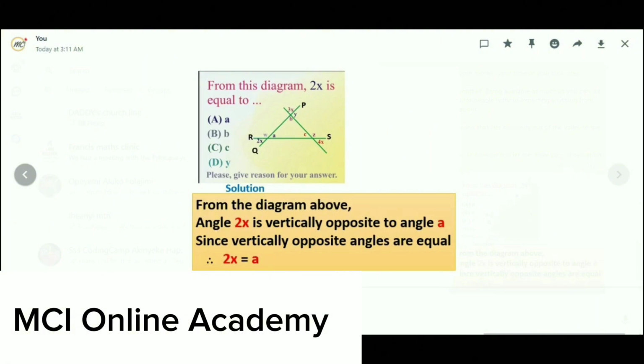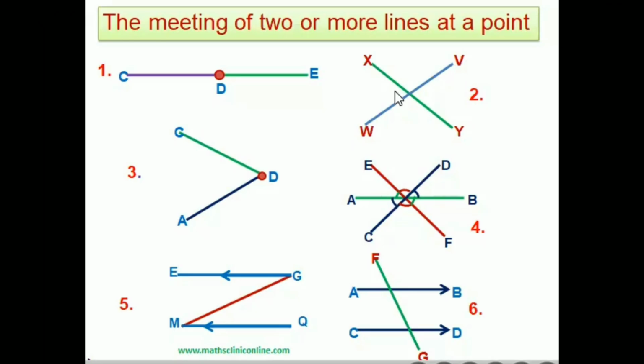Thank you. Now, look at number 3. Line CD and line AD are meeting at point D. 2 angles have been created. How many angles created? 2 angles. Look at one here inside. Look at another one here outside. Are you seeing it? Yes. Beautiful.